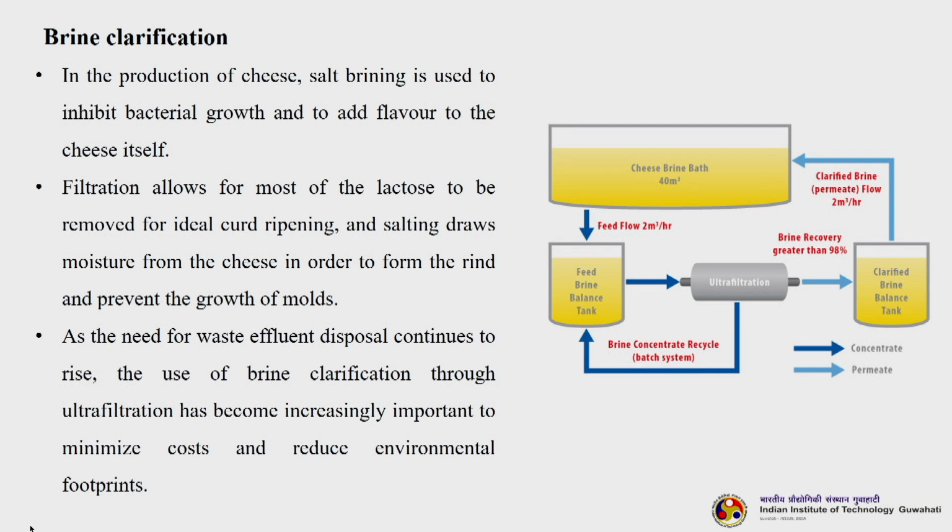Next one is brine clarification. In the production of cheese, salt brining is used to inhibit bacterial growth and to add flavor to the cheese itself. Filtration allows most of the lactose to be removed for ideal curd ripening, and salting draws moisture from the cheese in order to form the rind and prevent the growth of molds. Growth of molds means the growth of fungi, basically.